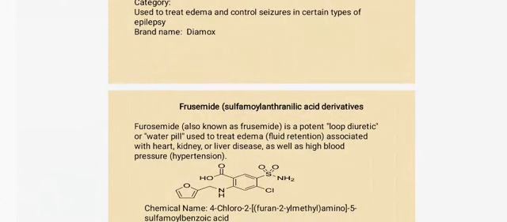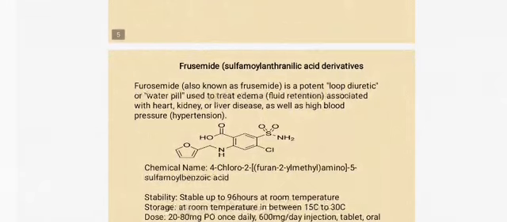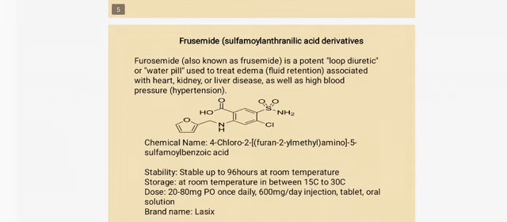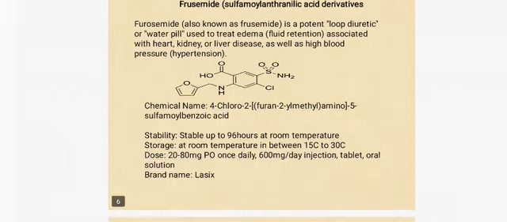The next drug is furosemide, a sulfamoyl anthranilic acid derivative. Furosemide is a potent loop diuretic or water pill used to treat edema, that is fluid retention, associated with heart, kidney or liver disease, as well as high blood pressure, that is hypertension. This is the structure of furosemide.